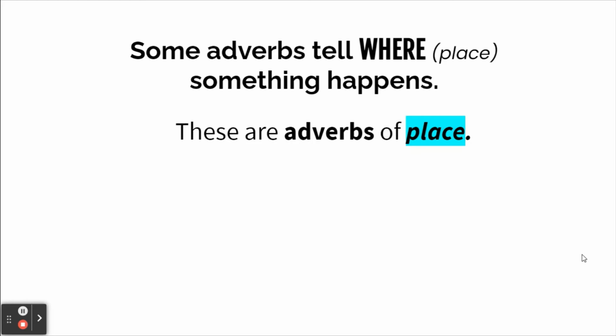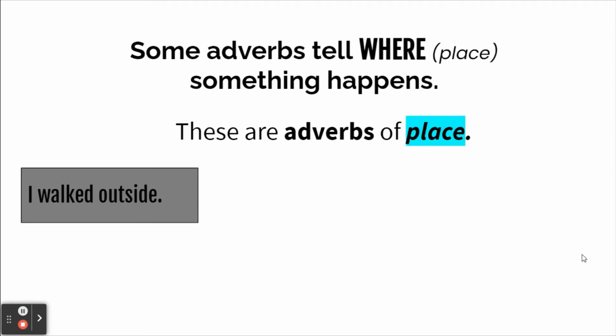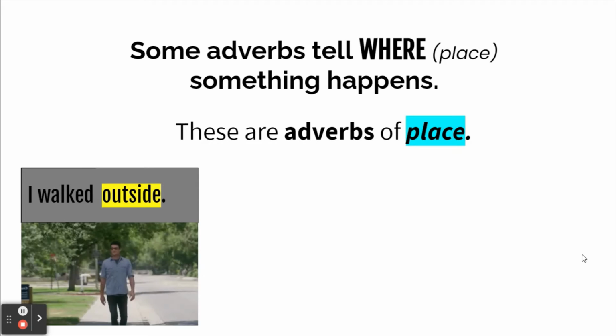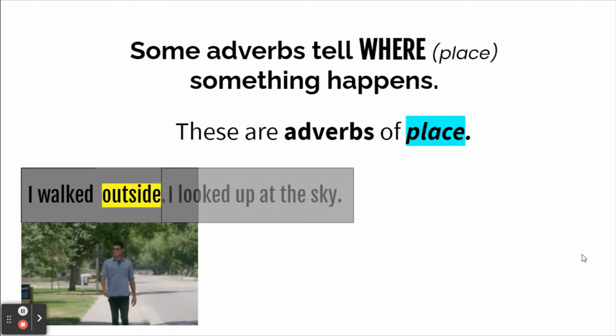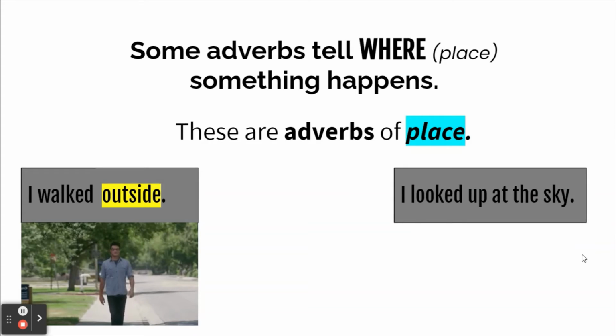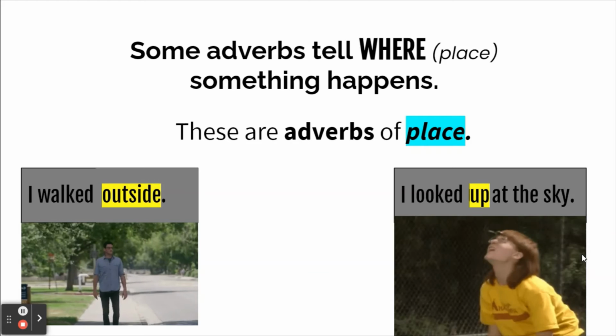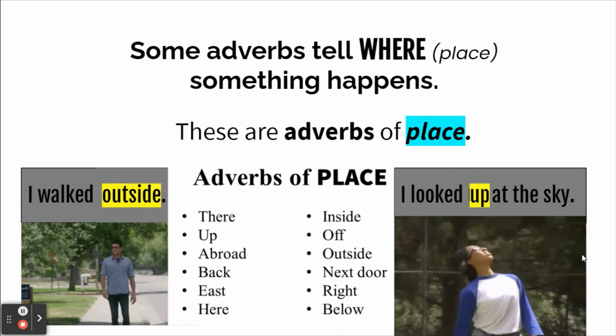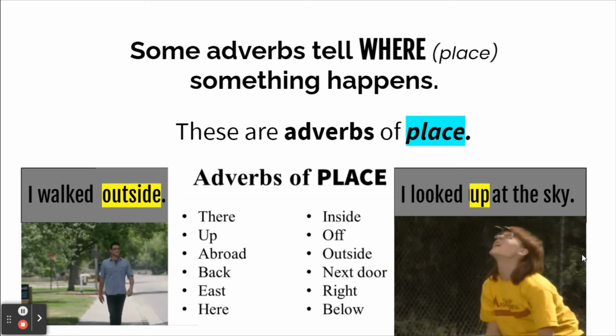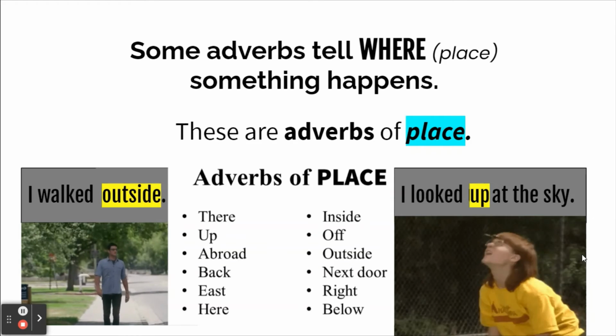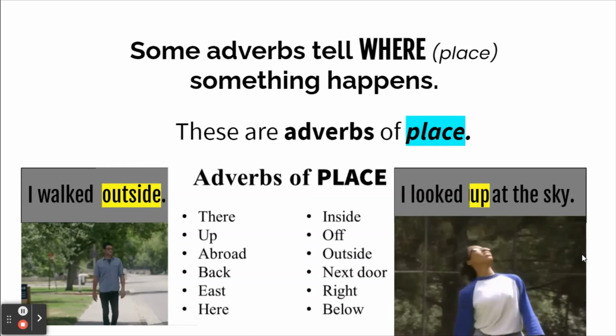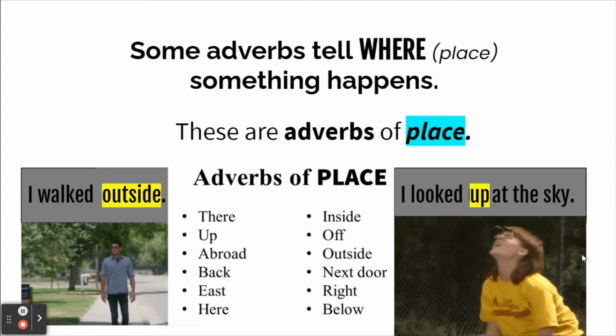Okay, so let's go ahead and look at the first example that I have. I walked outside. Where? Outside. Yeah, there you go. And there is somebody walking, right? Okay, let's look at the next example. I looked up at the sky. Where? Up, right? There you go. And there it is. So here are some examples of different types of adverbs of place, okay? These are not all. They're just a few examples that I put together for you, okay?